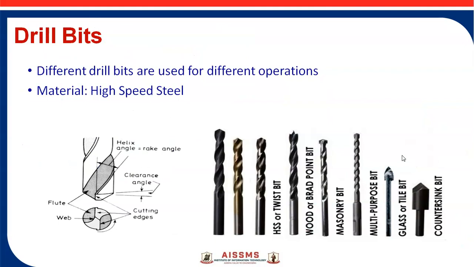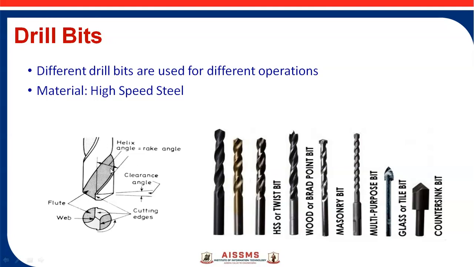Different types of drill bits are used, having different materials, and different drill bits are used for different operations. They are made of high speed steel, tungsten carbide and ceramic, depending on the type of operation. Whenever the material is soft, high speed steel is suitable, but for hard material, always remember tungsten carbide or cemented carbide tools are used.